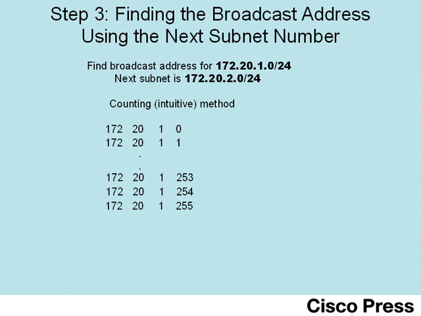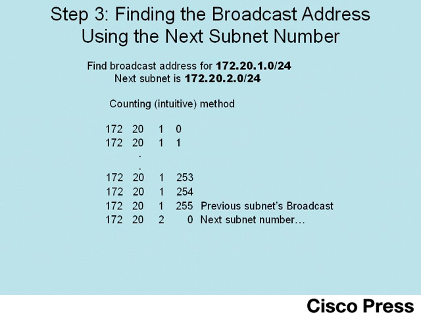Well, you can't write that down. That's out of range. So you'd write down a 0 in the 4th octet and carry a 1, which gives you 172.20.2.0. Of course, that's the next subnet number. So the number prior to that is 1 less, 172.20.1.255, and that is the previous subnet's broadcast address.